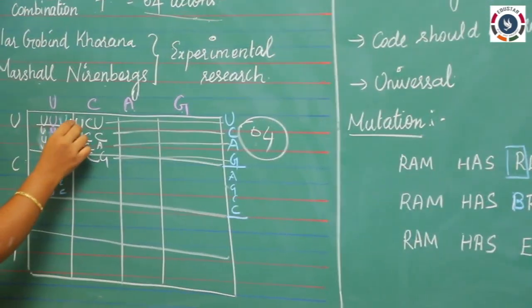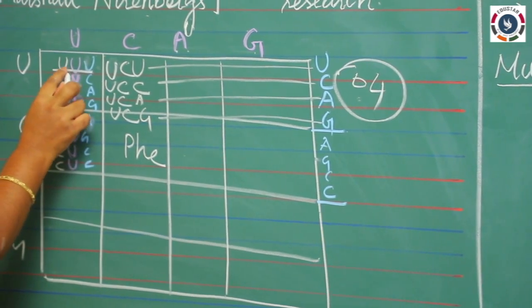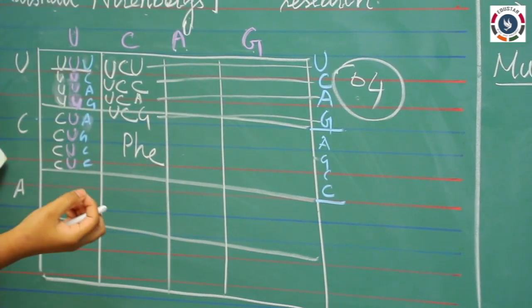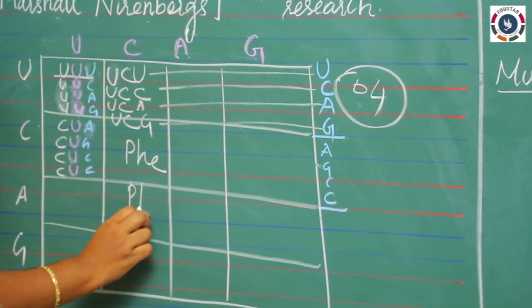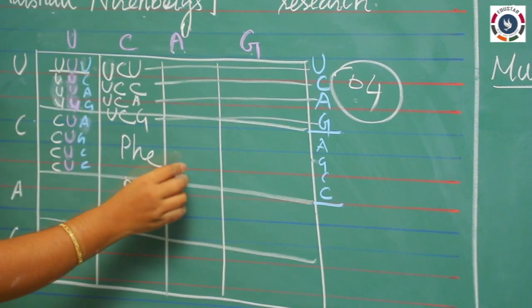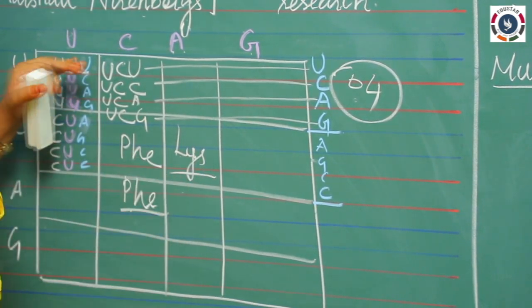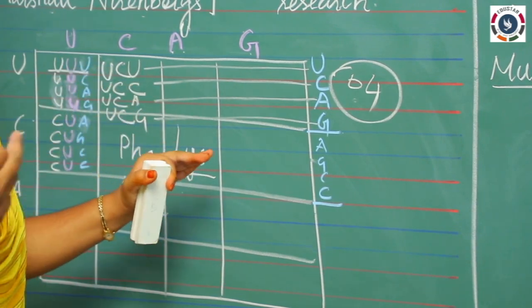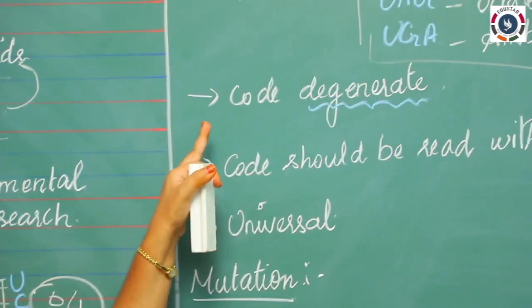This UUU is responsible for coding an amino acid, phenylalanine. The same amino acid can be coded by other codons also. See here, this UUC is coding for the same amino acid, phenylalanine. UUA and UUG both are coding for an amino acid, leucine. So you can see these 64 codons can code for multiple amino acids. That is said to be the codes are degenerate.